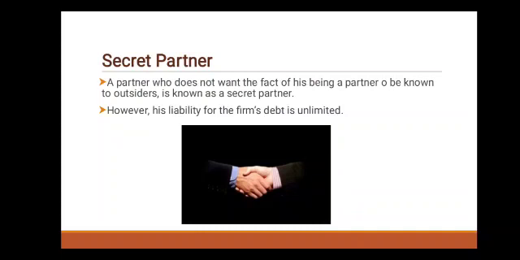Next, fifth, secret partner. A partner who does not want the fact of his being a partner to be known to outsiders is known as a secret partner. However, his liability for the firm's debts is unlimited.